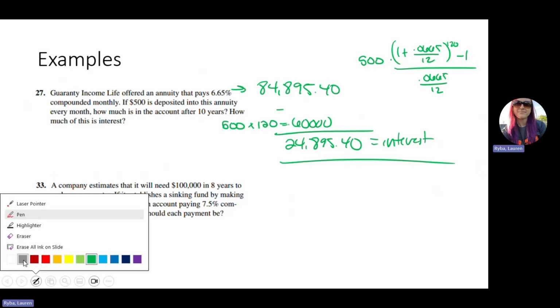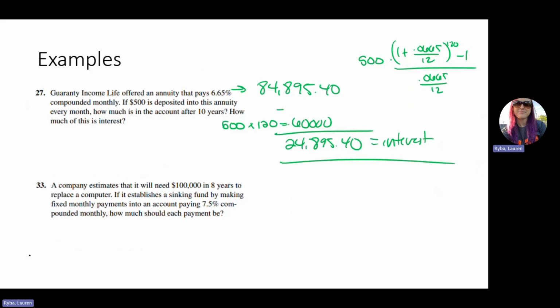A company estimates that they will need $100,000 in 8 years to replace a computer. If it establishes a sinking fund by making fixed monthly payments into an account paying 7.5% compounded monthly, how much should each payment be?